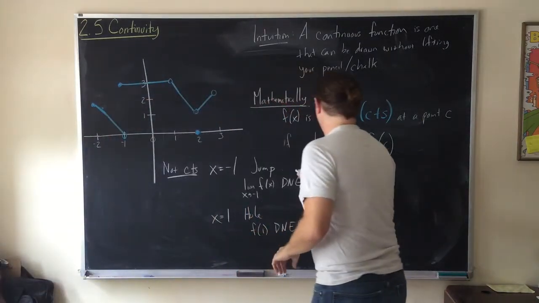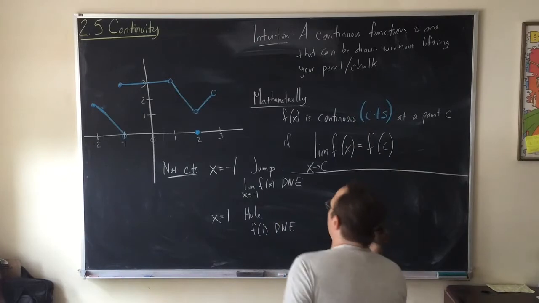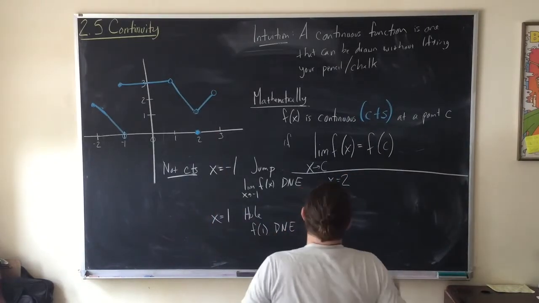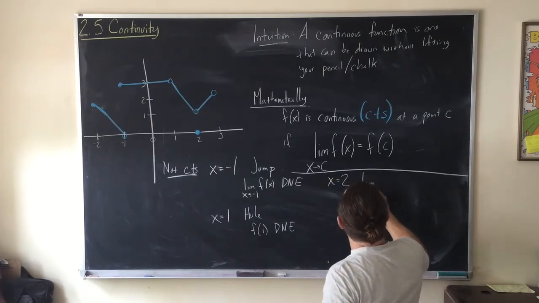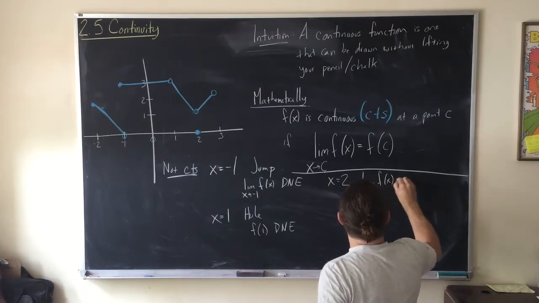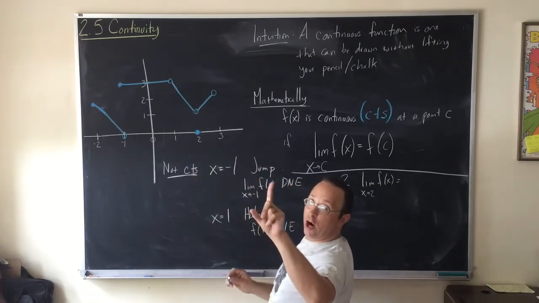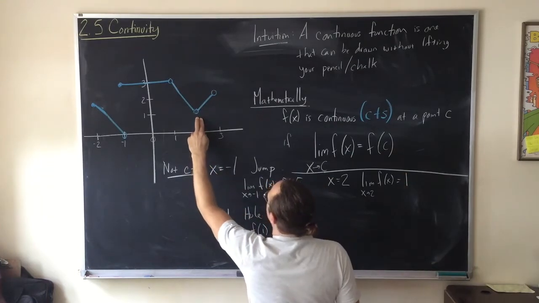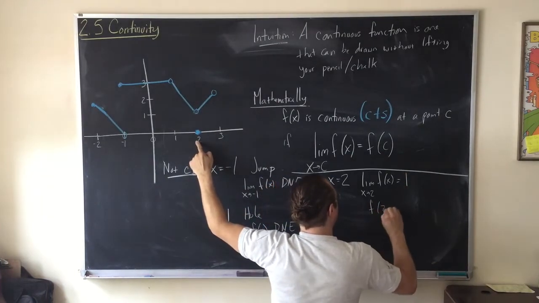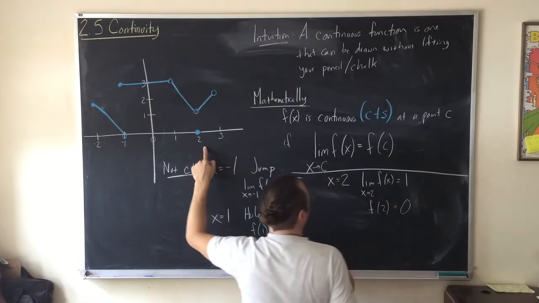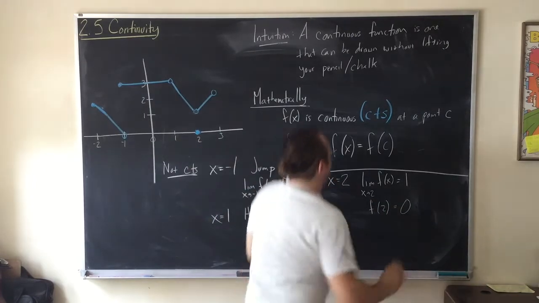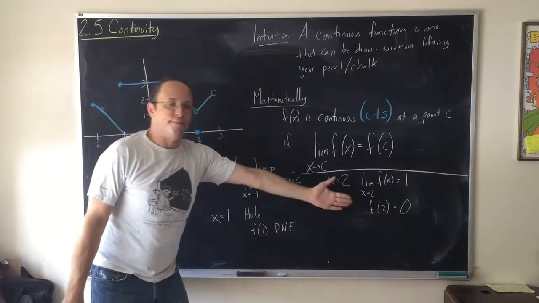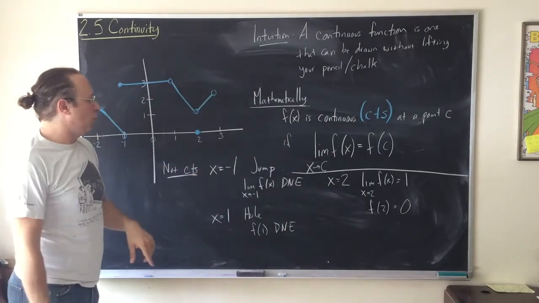We can also say there's a problem at x equals 2. In this case, the limit as x approaches 2 of f of x, which of course doesn't care about the actual point, it cares about nearby, the limit here is 1. However, f of 2 is 0. So notice that in this case, the limit does exist and the value exists, but they're not the same thing. So this is also not continuous at 2.